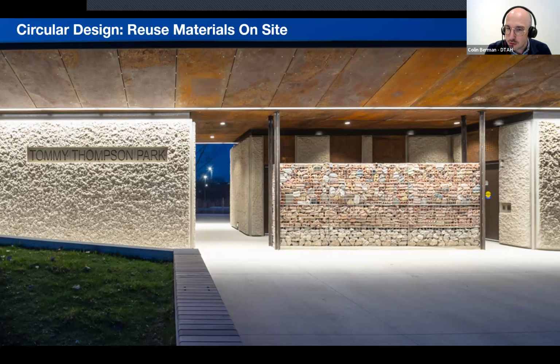Here you can see the entrance pavilion at Tommy Thompson Park, designed by DTAH. A unique feature of this project is the use of found objects from the spit, which were integrated directly into the building. By doing this, we reinforce the connection between the pavilion and its surroundings, while also embracing a low-carbon approach with material reuse.